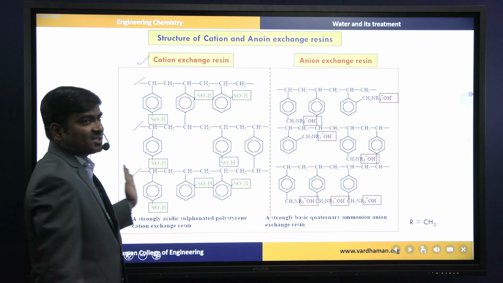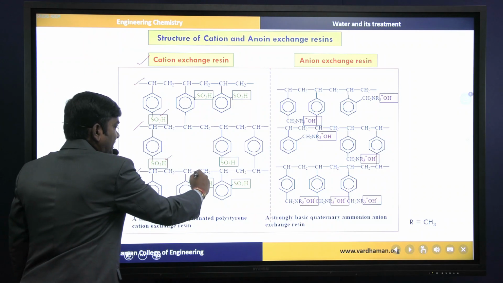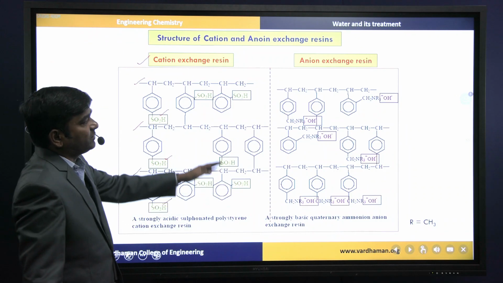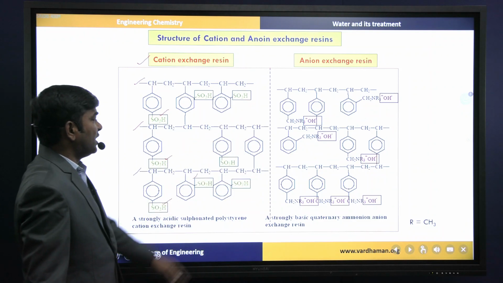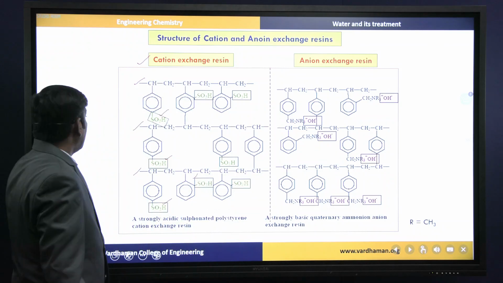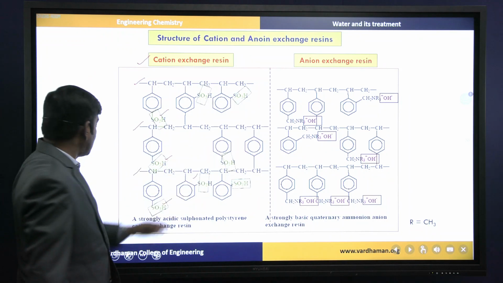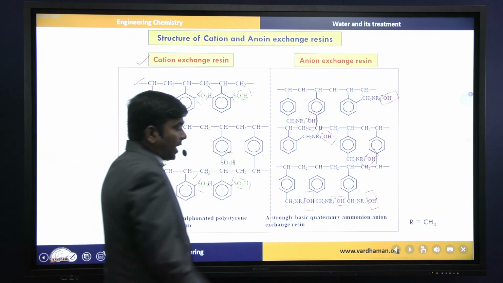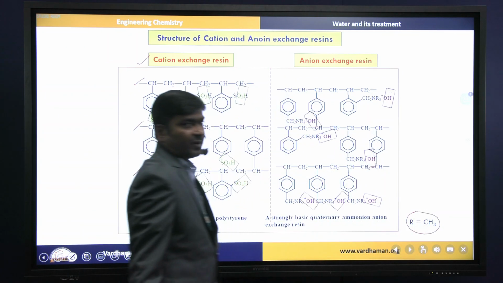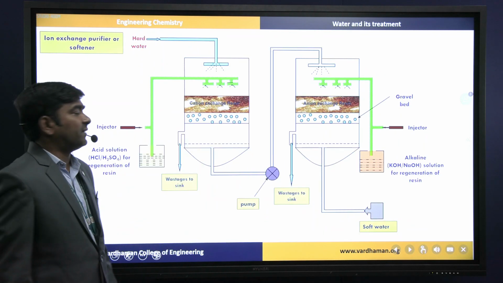In the cation exchange resin, the functional groups are SO3H, SO3H, SO3H and SO3H, and on that side also, the same thing: long chain organic polymers with cross links and specific functional groups. Here you can observe basic functional groups. You can observe the highlighted exchangeable protons along with the acidic functional groups, and on that side highlighted OH minus ions with the basic functional groups. Here R represents an alkyl group, like methyl, right.